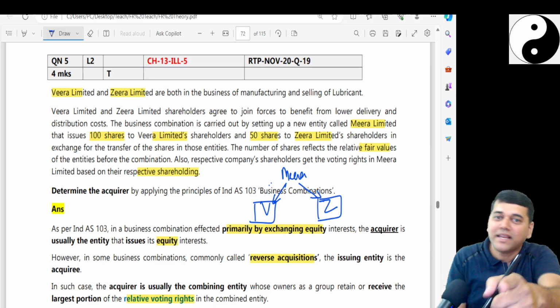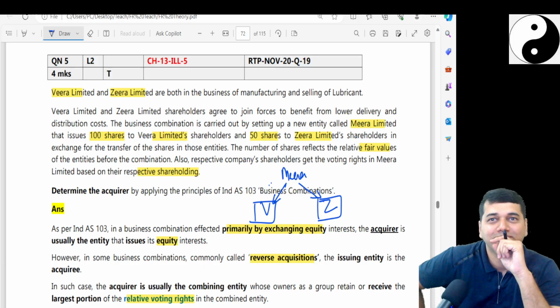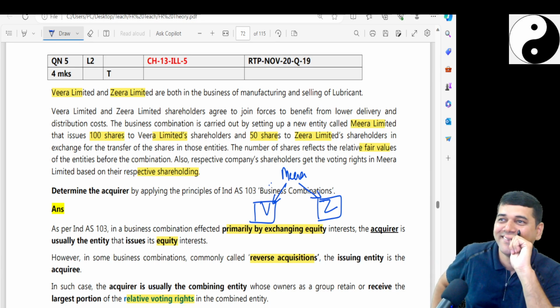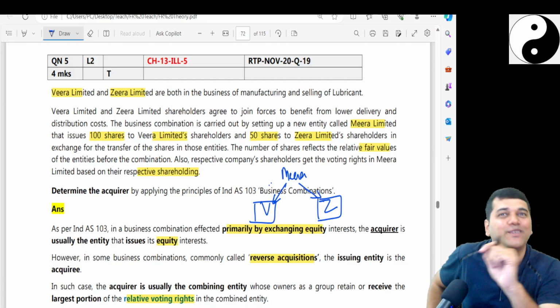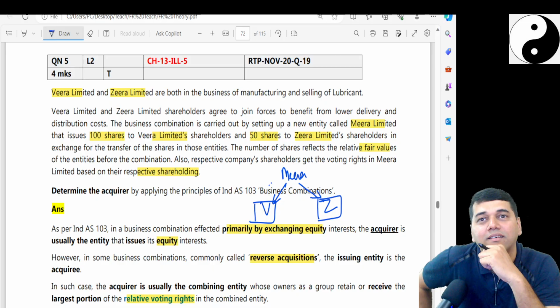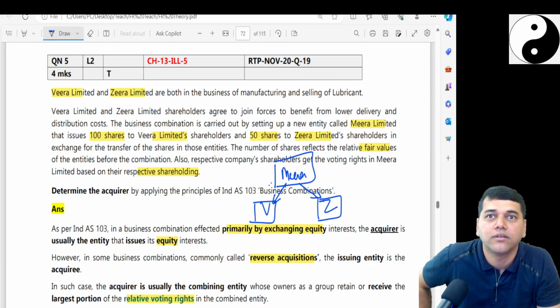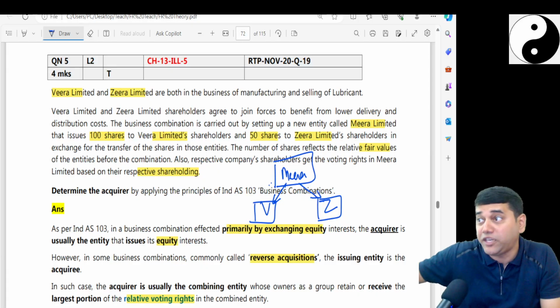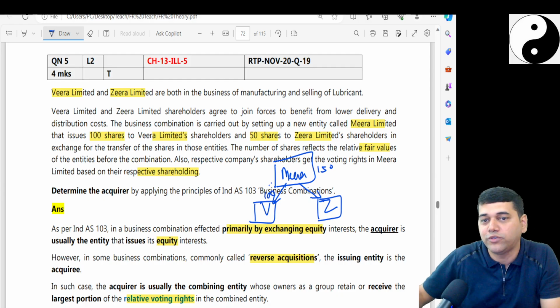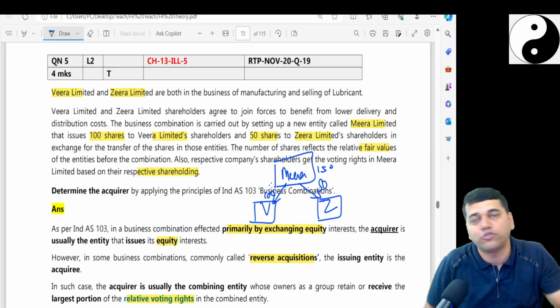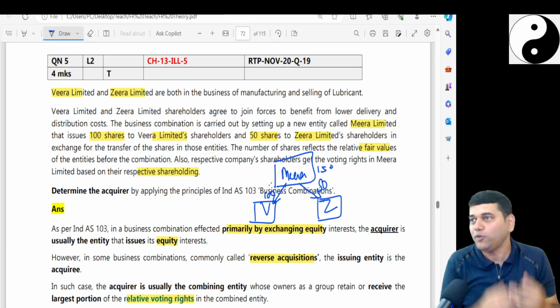Then you say, sir, Mira is the acquirer. Who acquired Veera and Zira? Now, tell me, who acquired whom? Who is the acquirer here? That's what I told you, you didn't understand the question. It got registered, no. Exactly. So Mira got incorporated as a new entity with 150 authorized share capital. Out of 150, 100 shares they issued to Veera and they got Veera's shares. 50 shares they issued to Zira, and in return they got Zira's shares. Now, who acquired whom? That's my question.